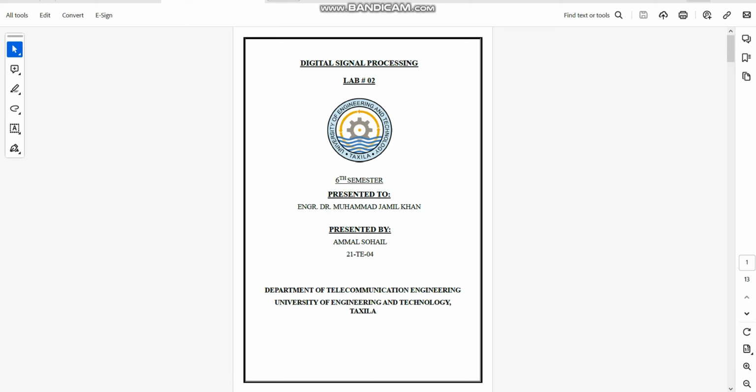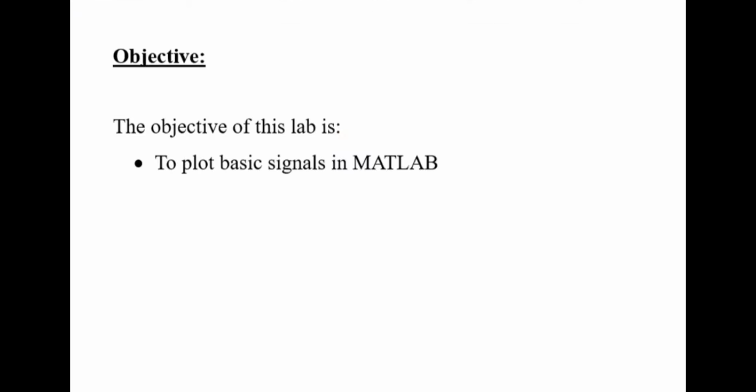So today I will be discussing Lab 2 of Digital Signal Processing, which is about signal representation in MATLAB. The objective of this lab is to plot basic signals in MATLAB.